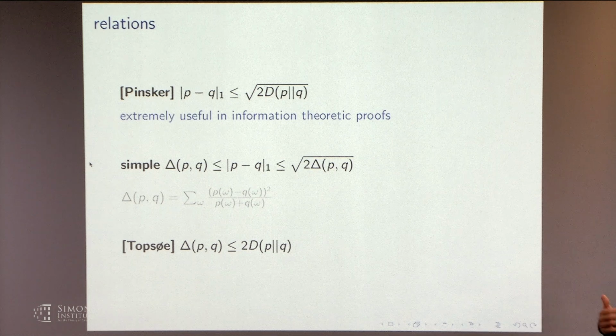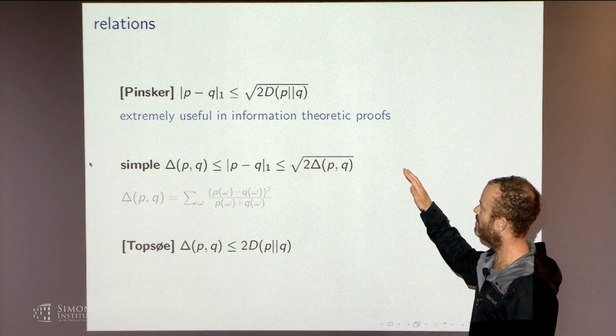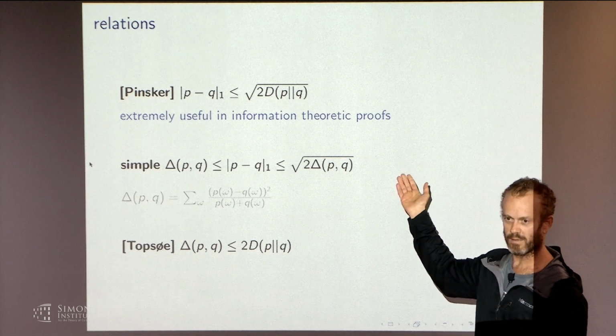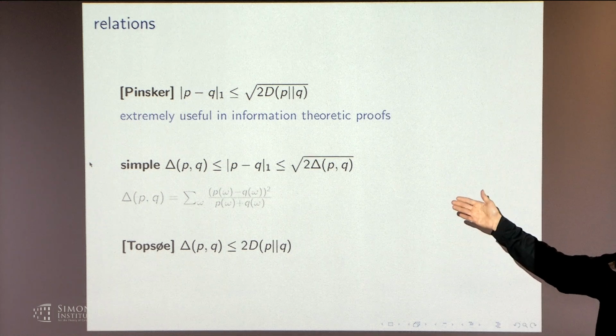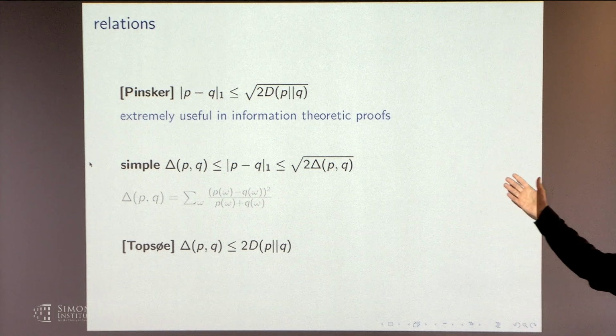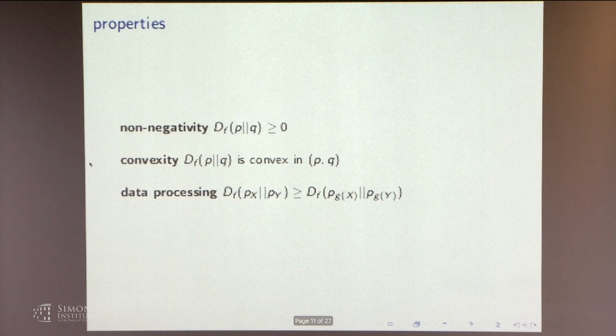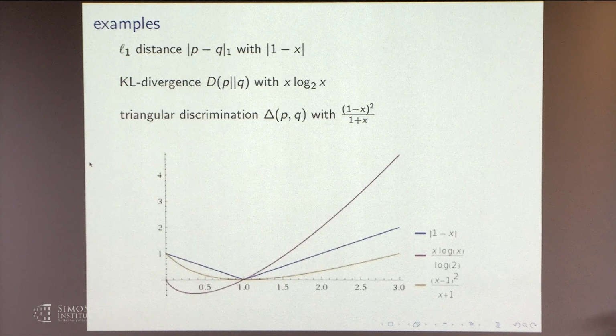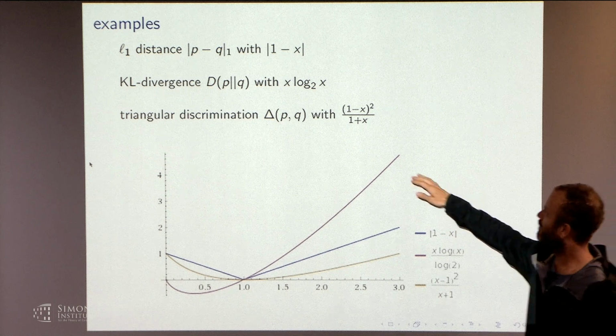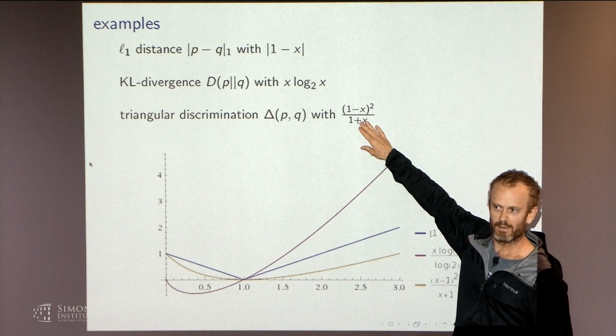Now, when we actually try to prove lower bounds, it's very important to switch between different distances at the right time. One very, very useful way to do this is the Pinsker inequality, which relates L1 distance to KL divergence. This is a very useful tool. Now, delta, I introduced it here. It's the thing you get when you use this function.